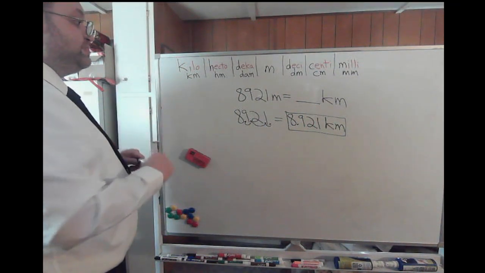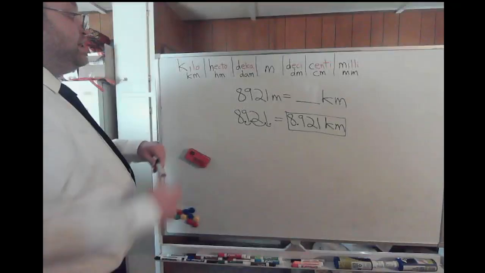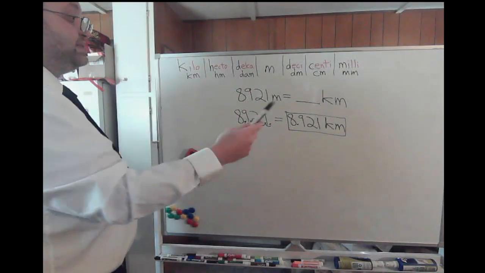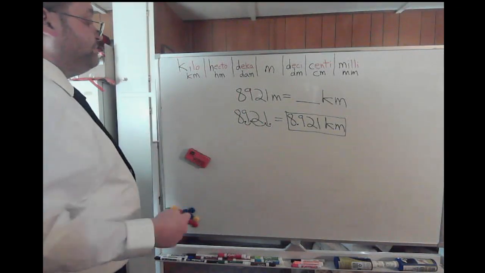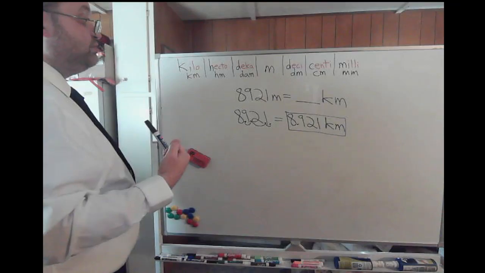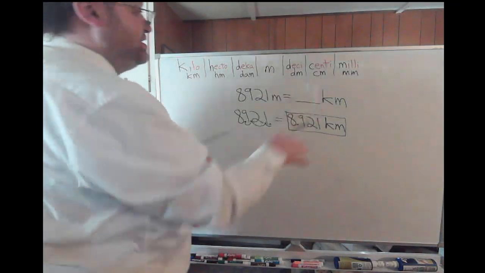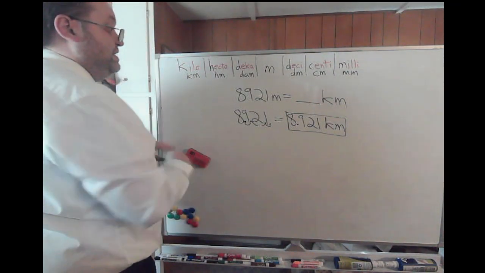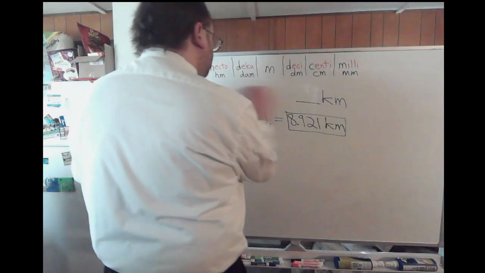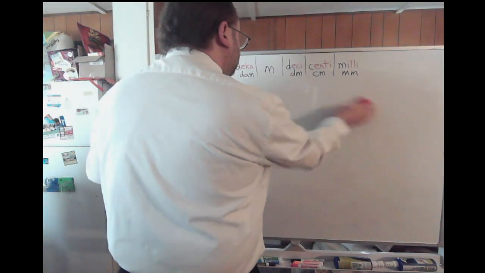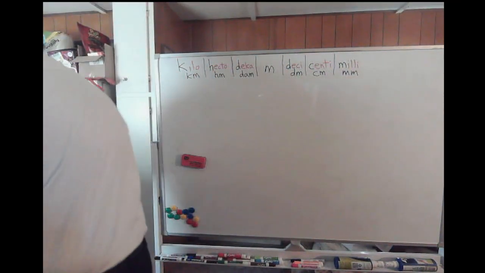You're just moving decimal places. If you're going to the left to get to the bigger unit, you'll move to the left that many decimal places. If you're going to the right to get to the smaller units, you'll move to the right that many decimal places. There's really not much to converting these in the metric system.